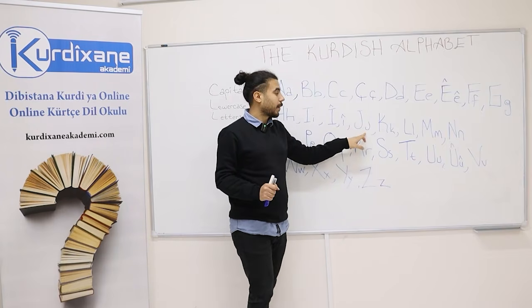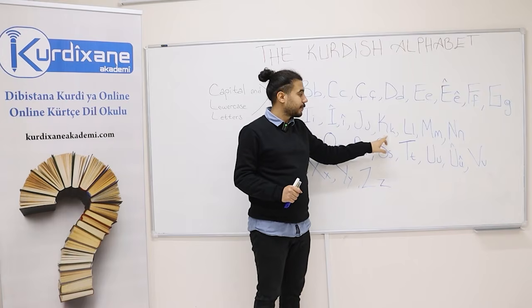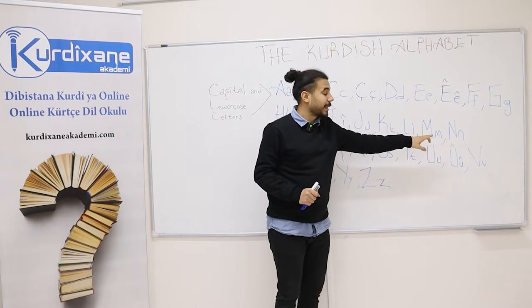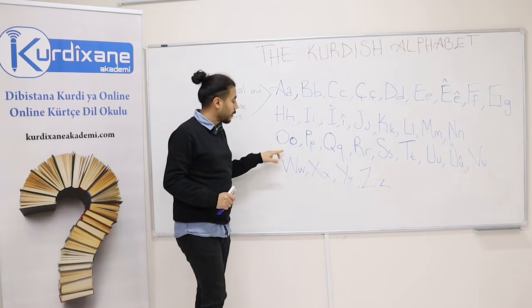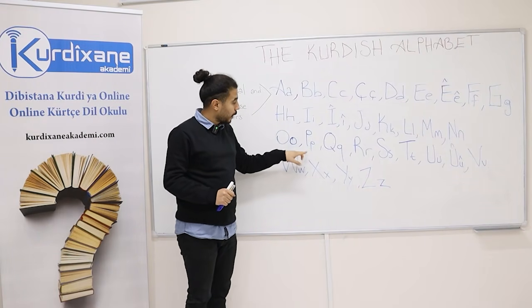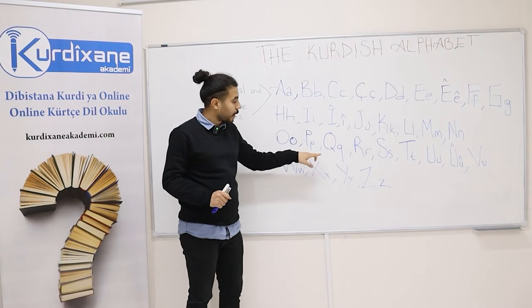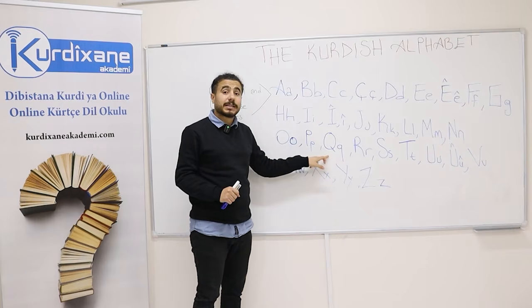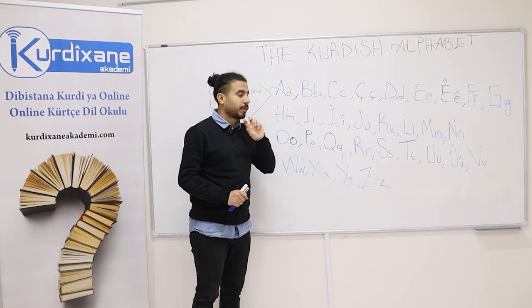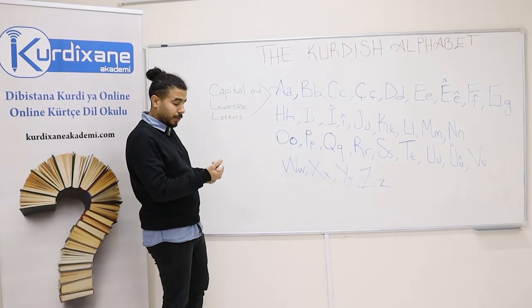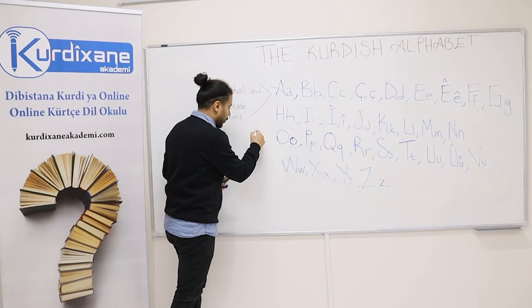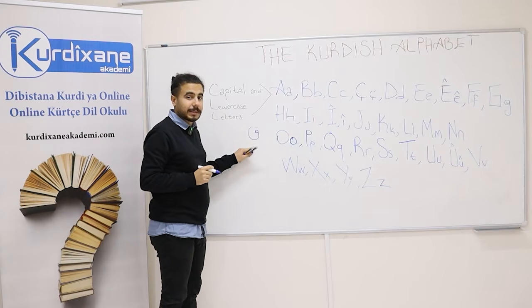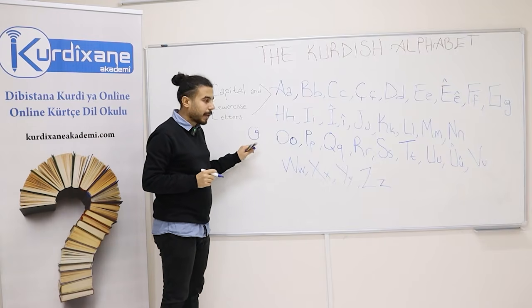J, K, L, M, N, O, P. This is a bit different from the English sound. It is Q, a bit from the throat. Q. For those of you who are familiar with the Arabic alphabet, it is the equivalent of this letter. Q, Qaf.